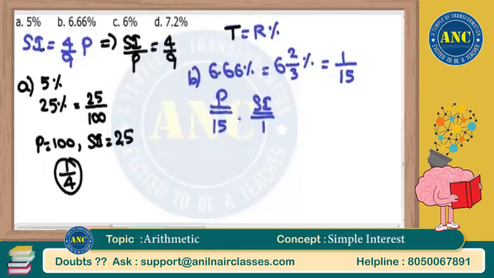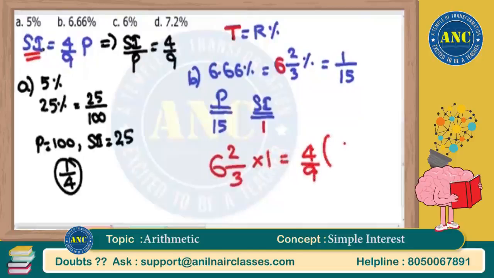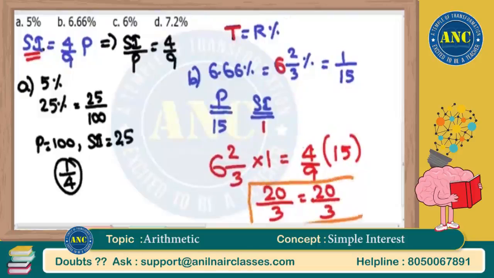So SI is nothing but 1 rupee in this case. For 1 year it is 1 rupee, but for 6 2/3 years, because the rate of interest and time both are same, for 6 2/3 years it is 6 2/3 rupees. So SI is 6 2/3 rupees into 1, equal to 4/9 times of principal, which is 15. If you simplify this, you will get 20/3 equal to 20/3. Because the left hand side is equal to right hand side, definitely the second option is right.